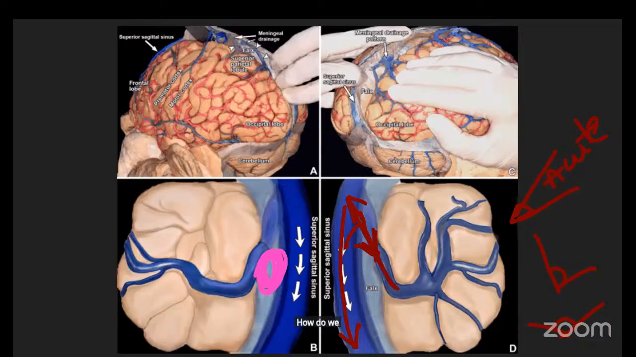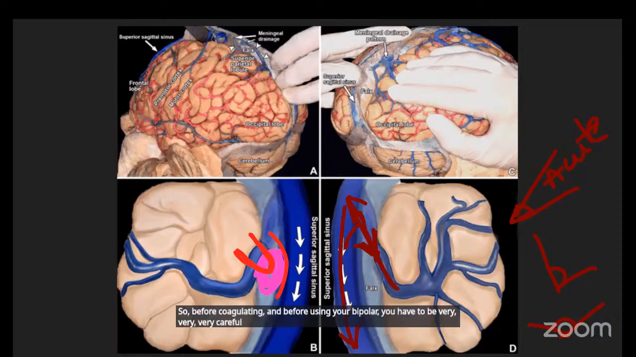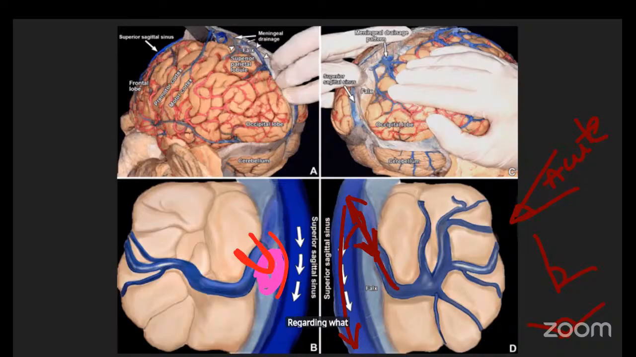How do we know that? Any vessel which is just going like this and you cannot see the end, it's always a good idea to identify the second end. Then there will be vessels that will make this hairpin loop. So before coagulating and before using your bipolar, you have to be very, very careful regarding what you are coagulating, especially when you are doing parasagittal surgeries. Let's move.